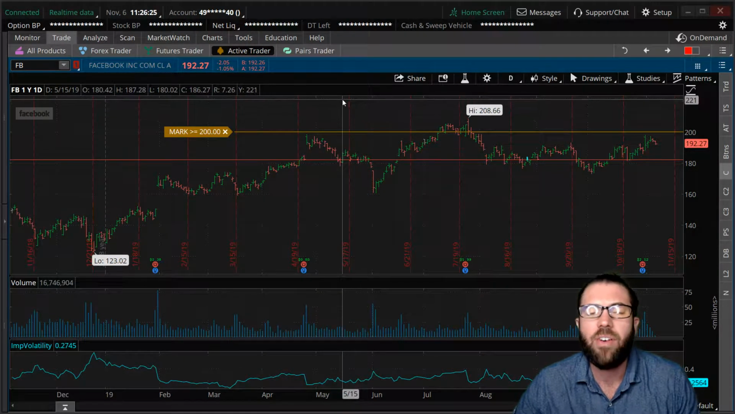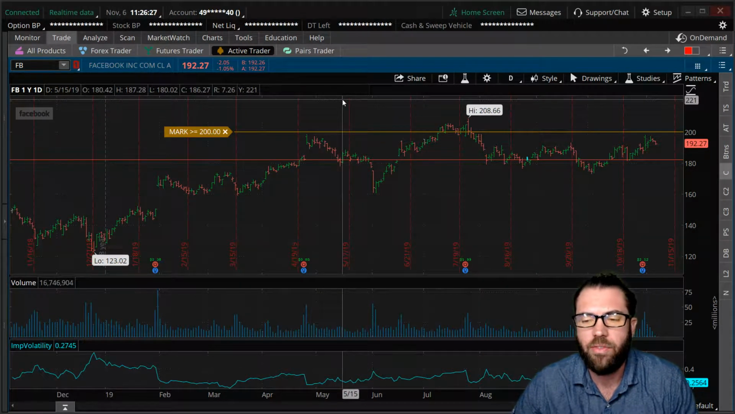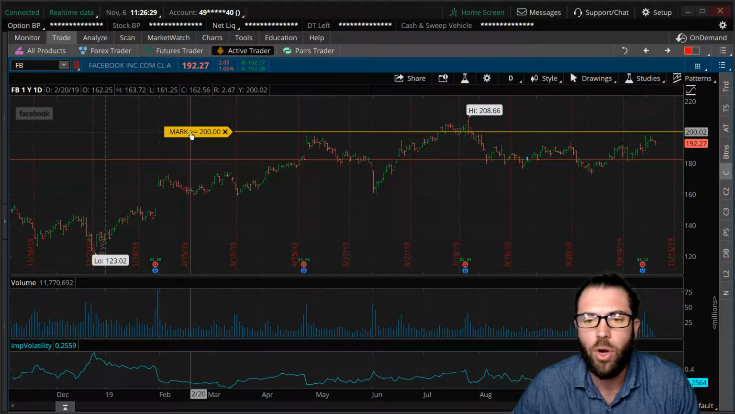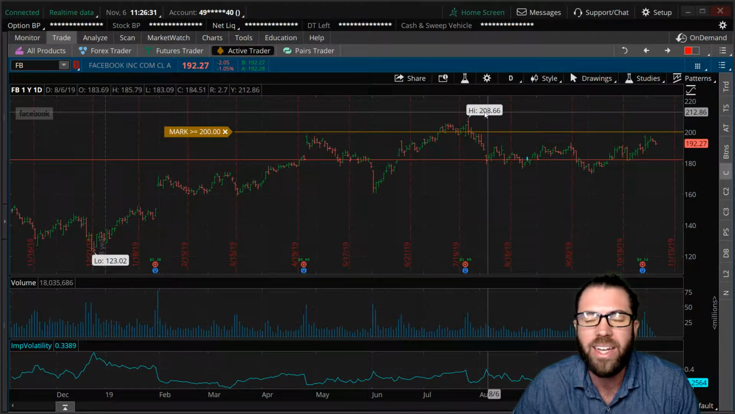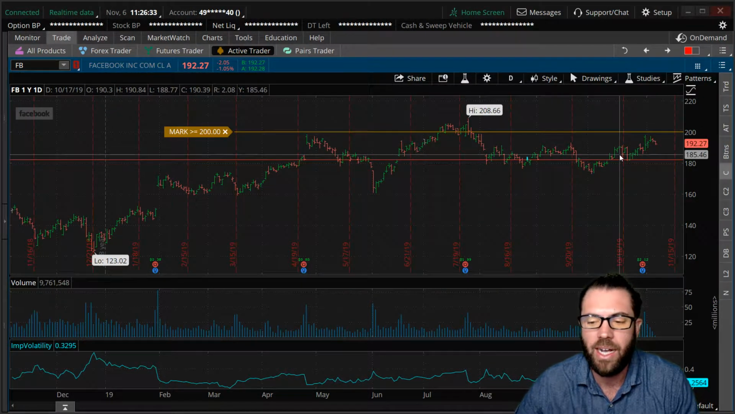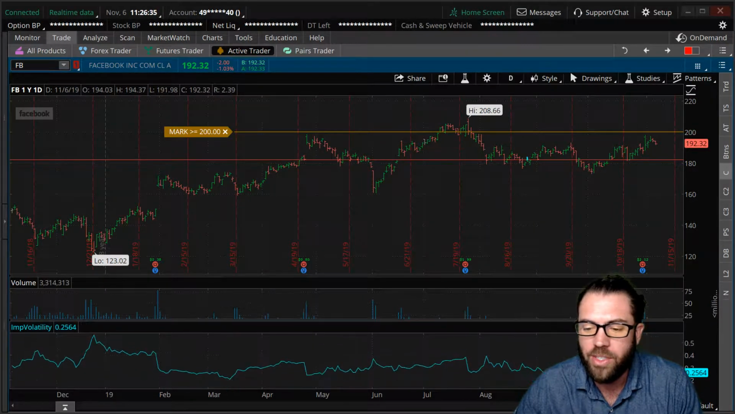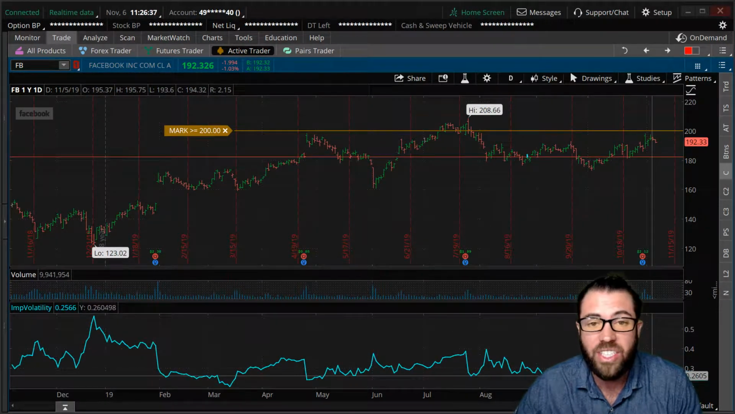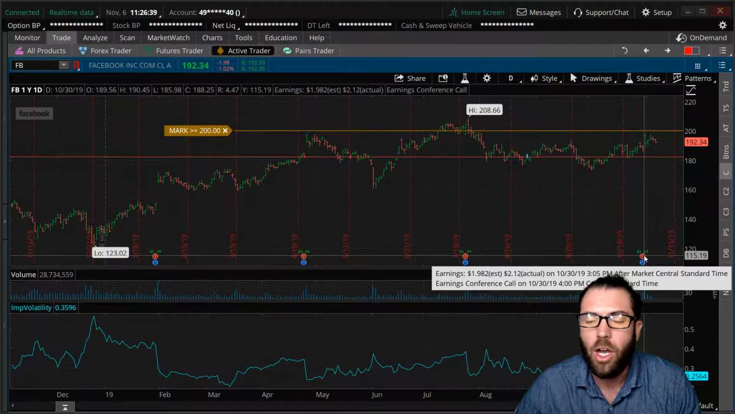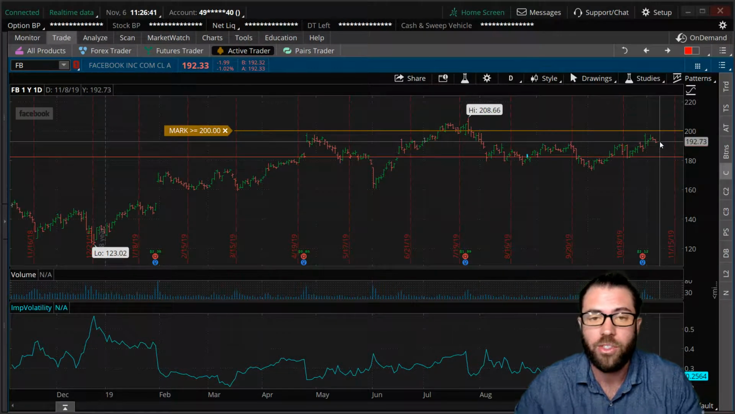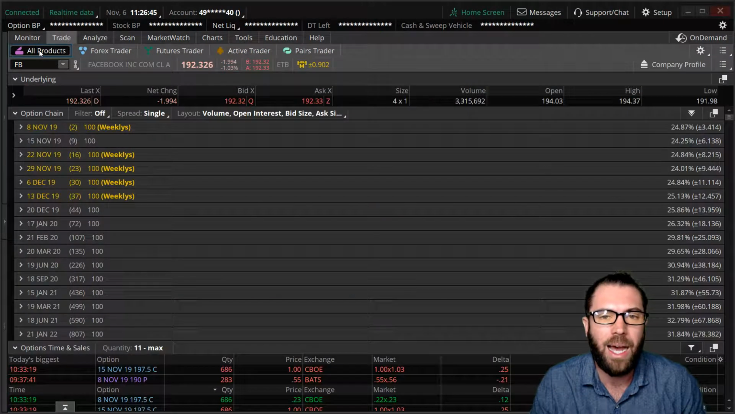Facebook. I have the thought process here on Facebook that it trades over $200 and hits that 208.66 onto new highs here. I look at my implied volatility down below. IV is cheap because options are cheap because the stock just had earnings. So implied volatility is low. That's the time you want to be an options buyer.